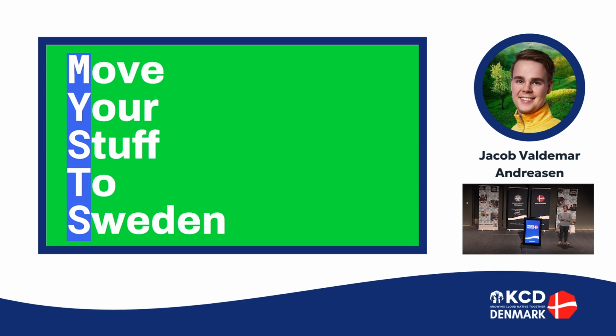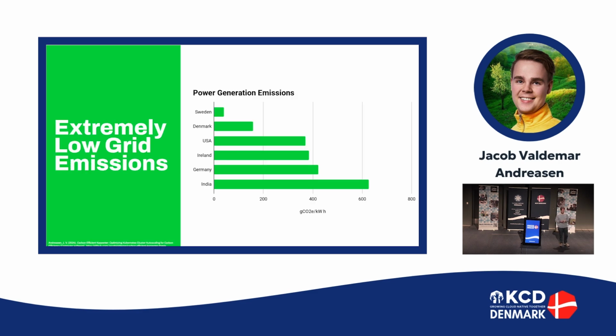Because do we really care where our workloads are running? If we truly are cloud native, then let's just MYSTS, move our stuff to Sweden. And the reason we should MYSTS is simple. Sweden has an extremely sustainable power grid, with only 40 grams of carbon dioxide being emitted to produce 1 kilowatt hour of electricity. That's almost 10 times as carbon efficient as the power grids in the US, Germany, and Ireland.